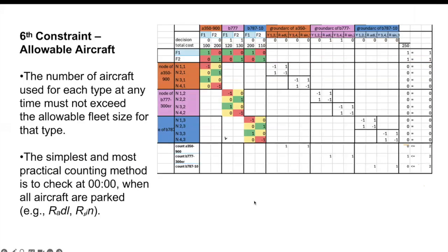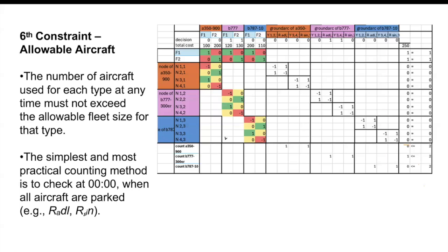The sixth constraint is allowable aircraft. In reality, the number of allowable aircraft is limited, so we need to ensure the number of aircraft used does not exceed the available fleet for each type. For example, in this example model, we set the allowable number of each type to 2. A practical way to check this is by counting the aircraft parked overnight. Since at midnight all aircraft should be on the ground based on our assumption, the sum product of overnight aircraft must be less than or equal to the allowable fleet.